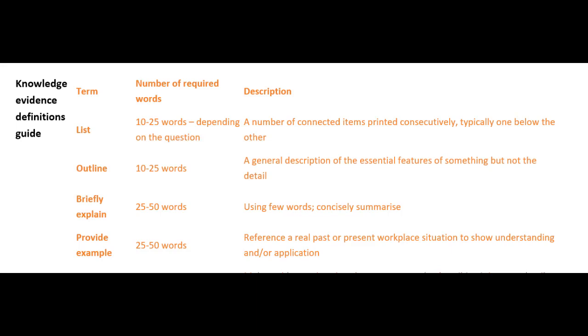The word outline means just a general description, 10 to 25 words. Briefly explain builds on that with 25 to 50 words, and it means that you should summarise, but keep it nice and clear and concise. Provide an example means that you should be providing us with a real workplace example based on the vocational education and training sector. That example could be something that you have applied in the past, or it could be the way that you would apply that particular topic in the future.